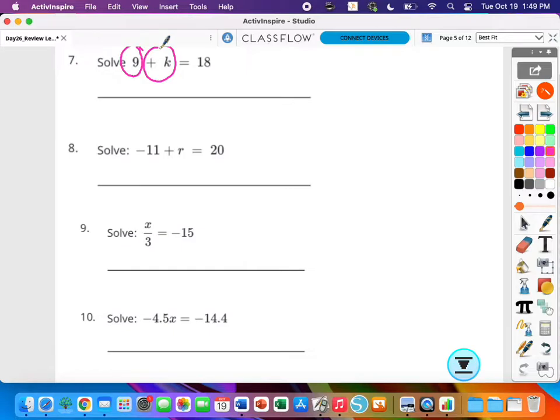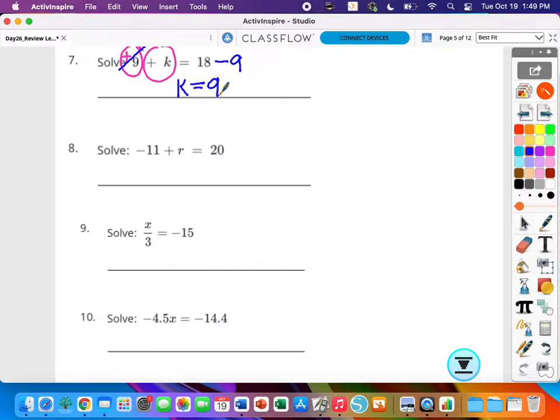So you look at the 9. That 9 is actually a positive 9. To get rid of that positive 9, we will do the inverse of adding 9 and we will subtract 9. K is going to equal 18 minus 9, which is 9.